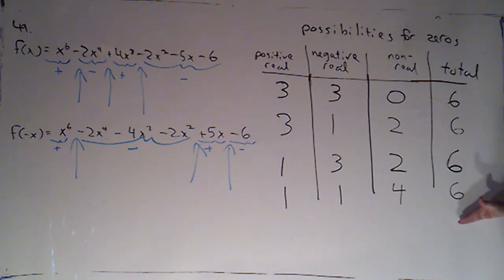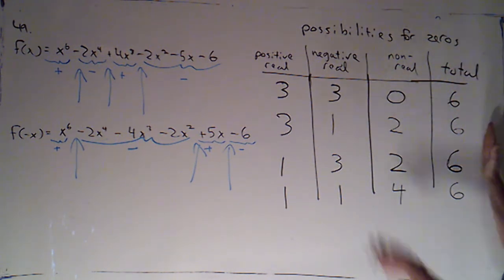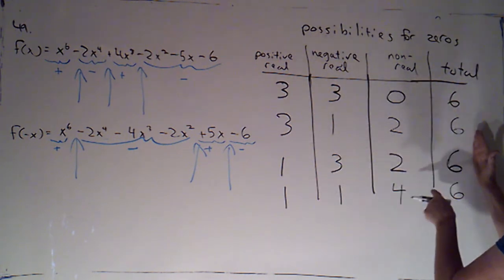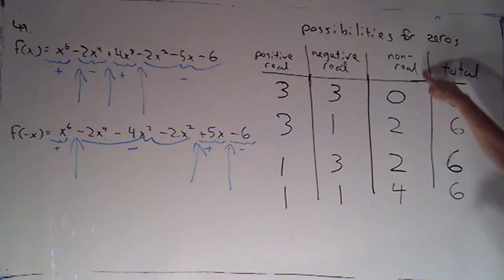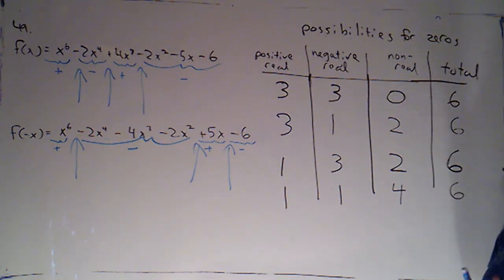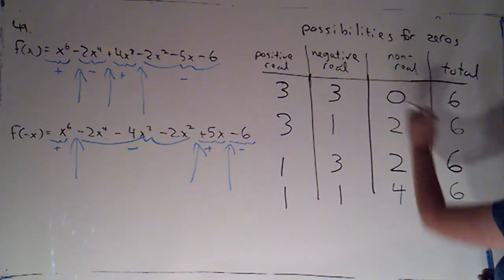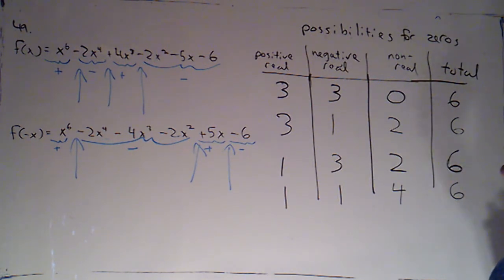Not necessary to write in the total column, but I find it useful as a reminder that these always have to add up to 6. So quick check, every row does add up to 6, and in the non-real column, I've only got even numbers. 0 does count as an even number.